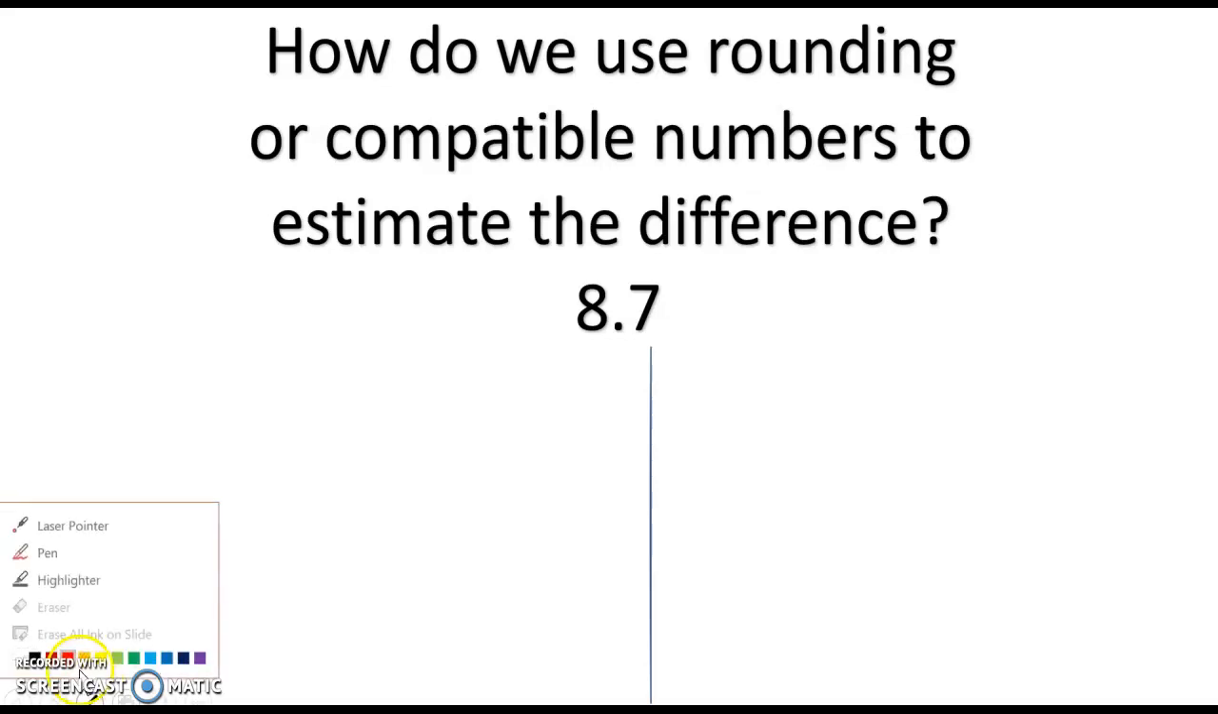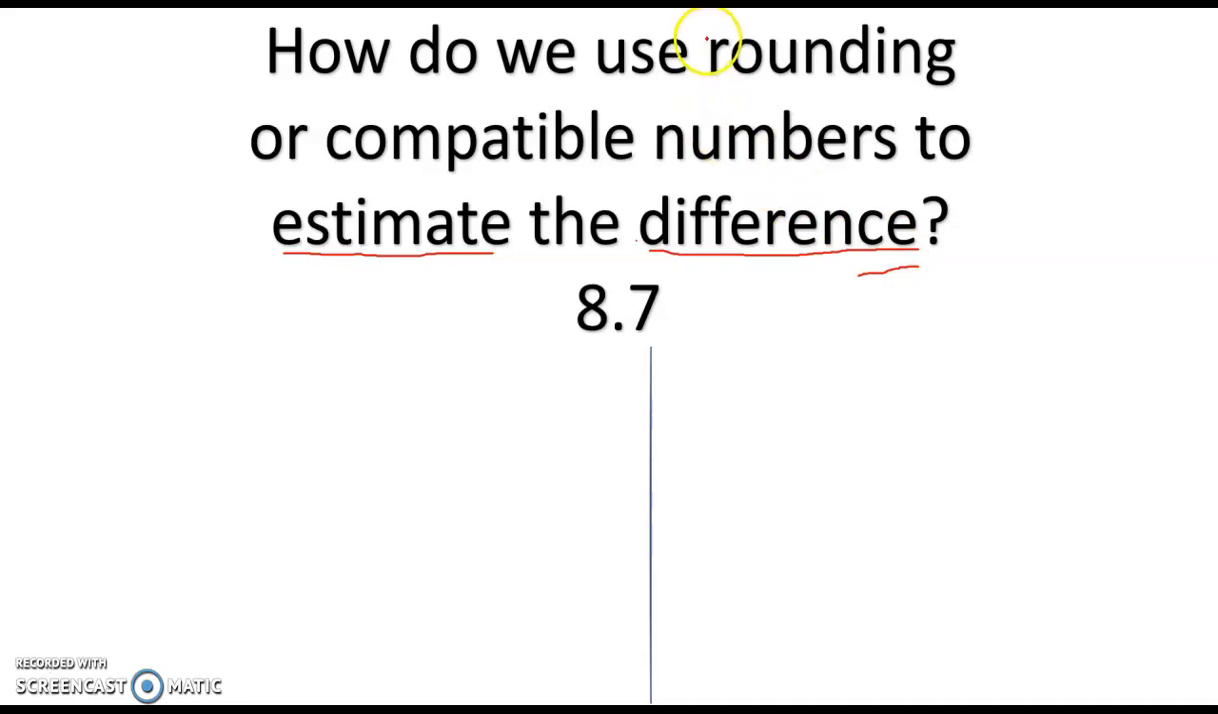Today's lesson essential question is, how do we use rounding or compatible numbers to estimate the difference? So today you're going to be estimating the difference. Remember, an estimate is a number that's close to the actual answer. Difference is the answer to a subtraction problem. So we're going to be estimating by rounding and using compatible numbers.